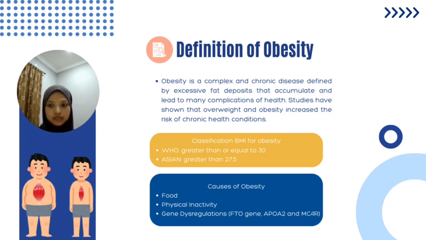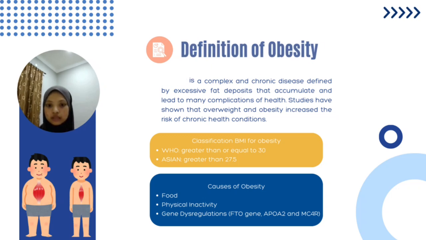Next, for classification of BMI for obesity, according to WHO, it is stated that the BMI for an obese person is greater than or equal to 30, while according to Asian criteria, the BMI will be more than 27.5 for obese. There are many causes of obesity, and one of them is food, where a person tends to take a diet with a high intake of fats, and the other is physical inactivity.